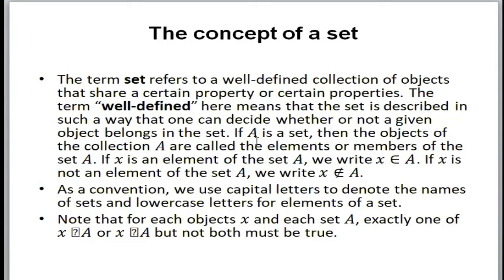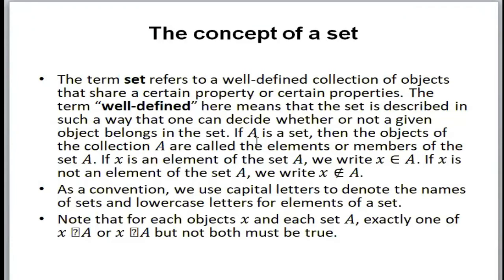So as a convention, or as an agreement, we use capital letters to denote the names of sets, like capital A to represent set A, capital B to represent set B, and so on. And lowercase letters for the members or elements of the given set. So uppercase or capital letters for the set notation, and lowercase or small letters for the elements of the given set. So this is the convention.